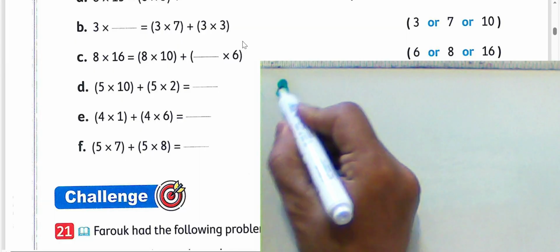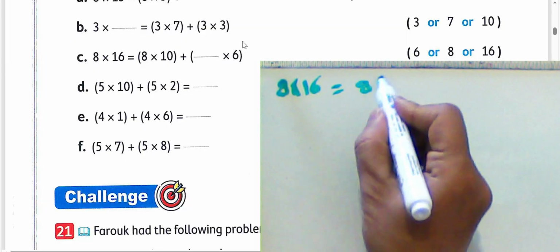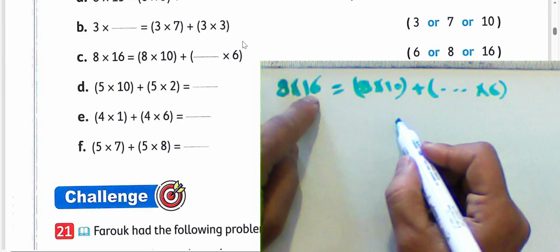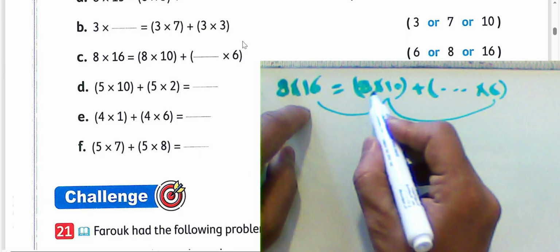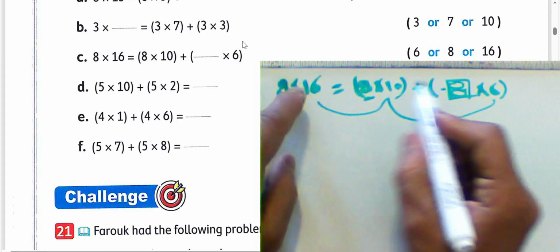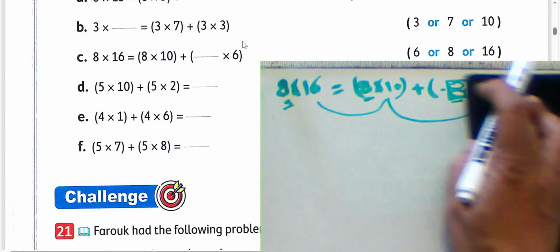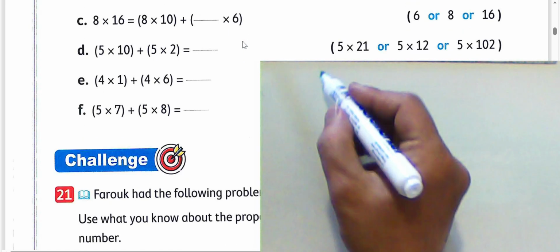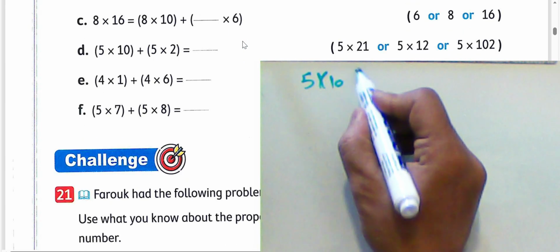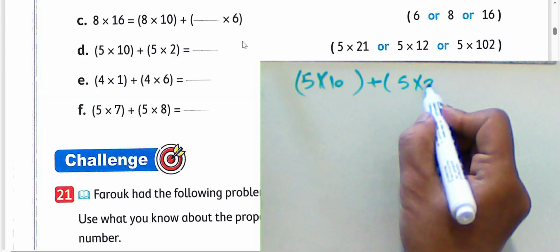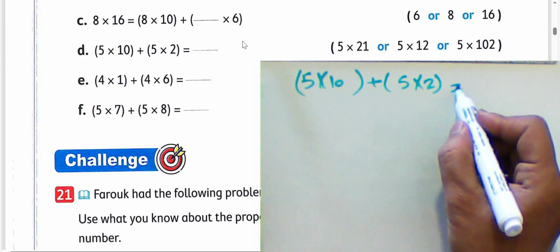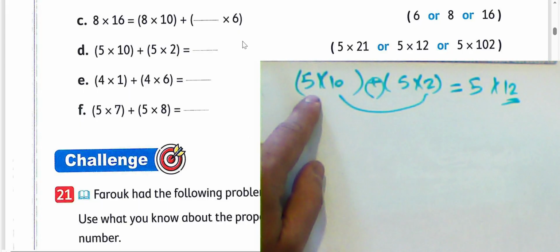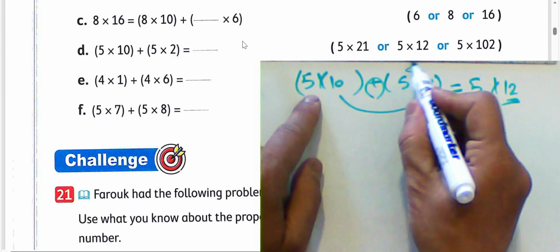8 times 16 equals 8 times 10 plus 8 times the space, 6. 16 equals 10 plus 6, and 8 here is a constant. Next question. 5 times (10 plus 5 times 2) equals what? We have 5 as a constant, and 10 plus 2 equals 12. Then we choose 5 times 12. We choose this answer, 5 times 12.